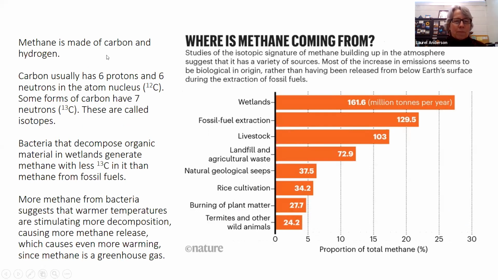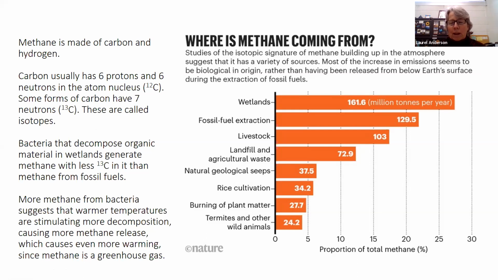So methane is made of carbon and hydrogen, and carbon as an atom usually has 6 protons and 6 neutrons in the atom nucleus. And we call that carbon 12 because 6 plus 6 is 12. Some forms of carbon that naturally occur in the environment actually have 7 neutrons, so they're a little bit heavier. We call these forms of carbon carbon 13, and we refer to these as isotopes. Carbon 14 is a radioactive isotope you might have heard of. Carbon 13 is naturally occurring, but it's simply heavy. It's not radioactive.